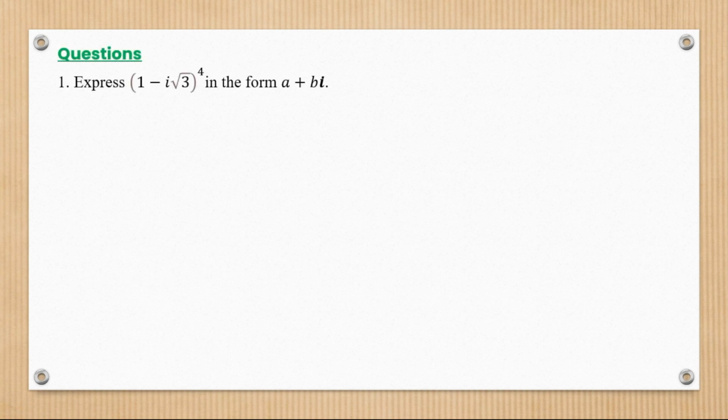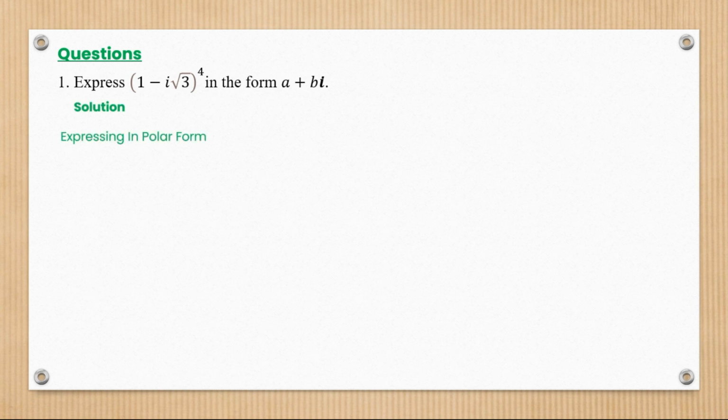Alright, so let's look at some important questions that will help us understand what we've just discussed. We're being asked to express (1 - i√3)^4 in the form a + bi. Now this is a slightly different kind of number, because we're dealing with powers that go up to power 4. So what do we do here?